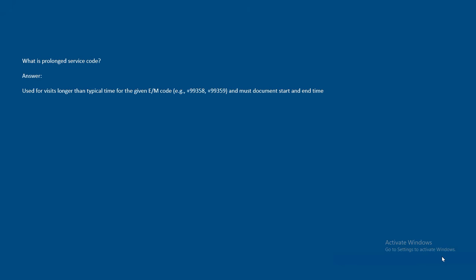What are the key components in E&M coding? As we have discussed previously, history, examination and MDM. The E&M code is selected based on these components. What is the difference between 99214 and 99215? Previously we have seen new patients, correct? These are the established patient codes.